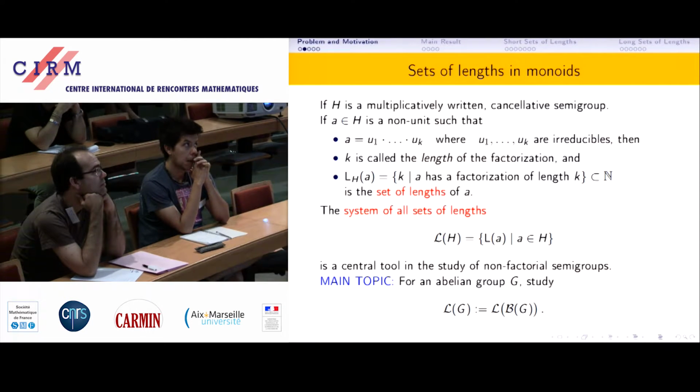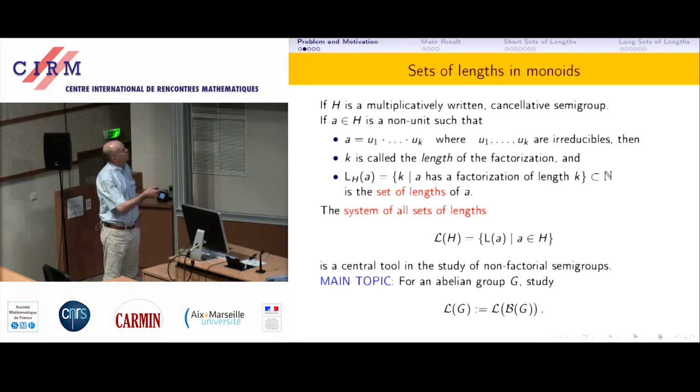And when you have an element, suppose you can decompose it, you can factorize it into atoms, into irreducible elements, then the number of the factors is called the length of the factorization. And L(A) gathers all the possible factorization lengths. So this is a subset of the positive integers, and we can put them all together, then we get a whole family, a family of sets L(A) over all elements. And this system is a most studied invariant in factorization theory, which describes the non-uniqueness of factorizations.